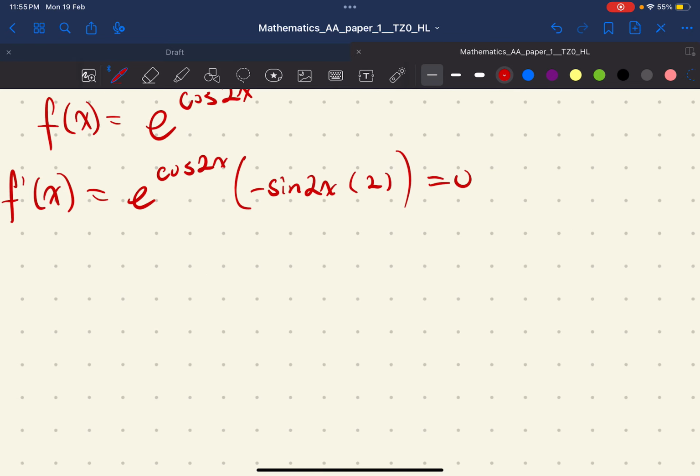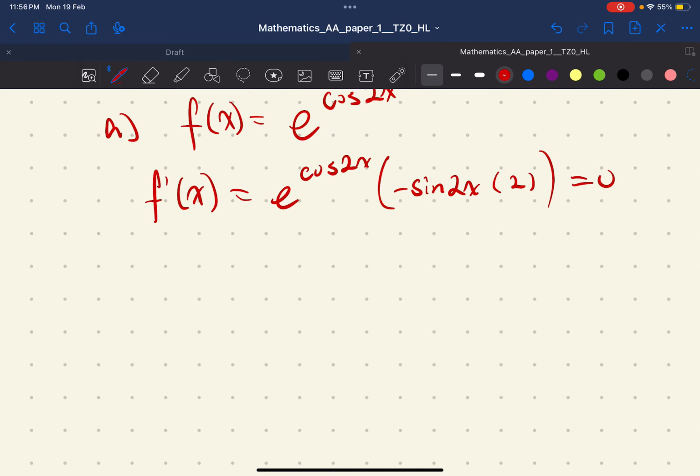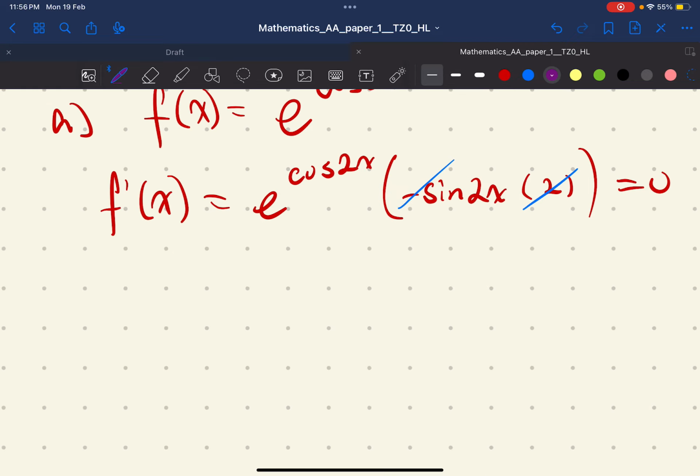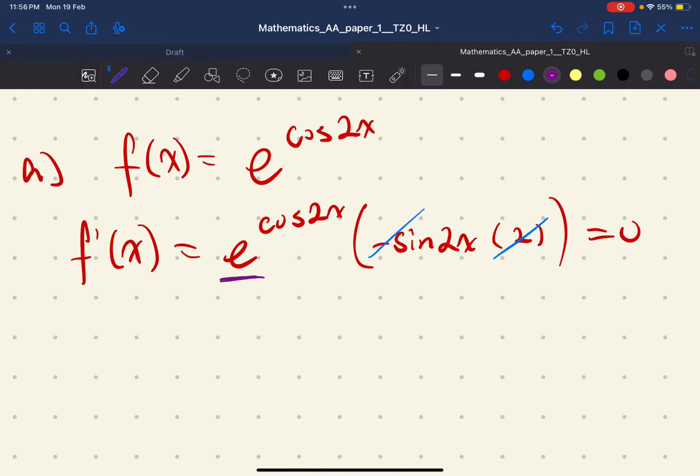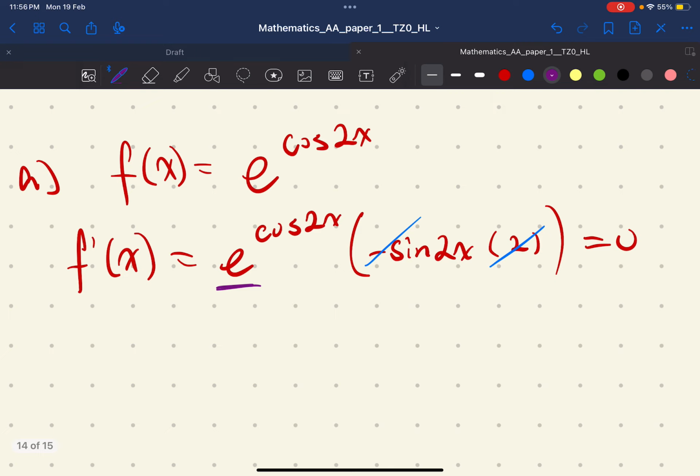Okay, so let's see here. Divide both sides by 2, this is gone. Divide both sides by negative, this is gone. And then just use some common sense. A positive number to the power of anything is still a positive number, so it cannot be 0. The only thing here that could be 0 is sine 2x. So we just solve for this.